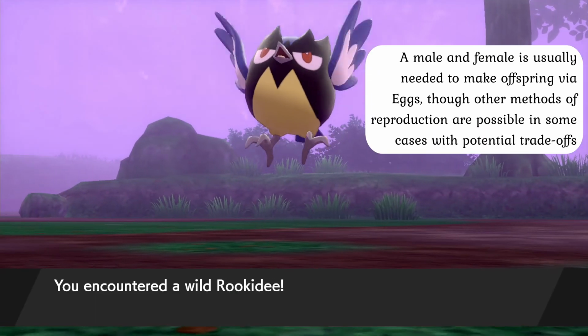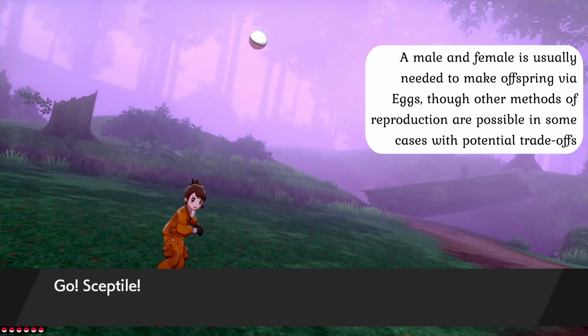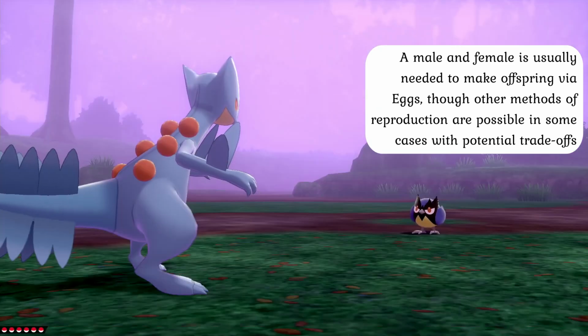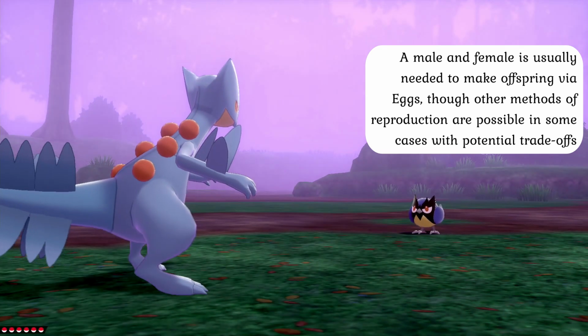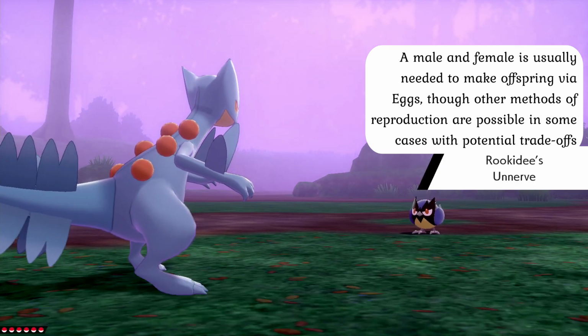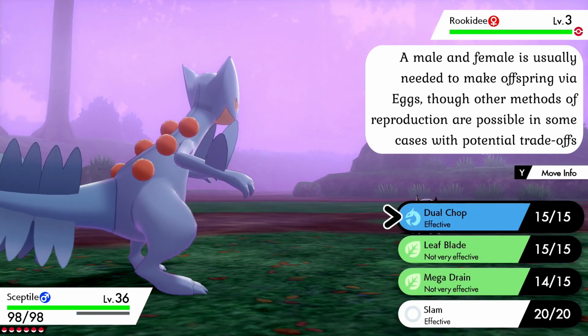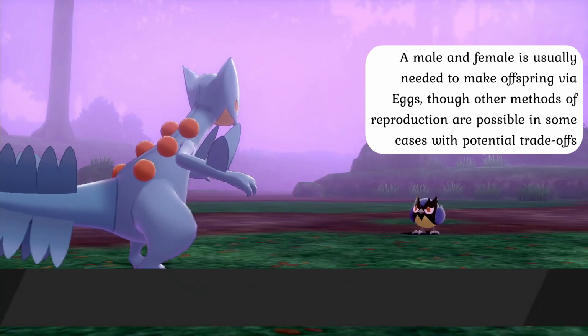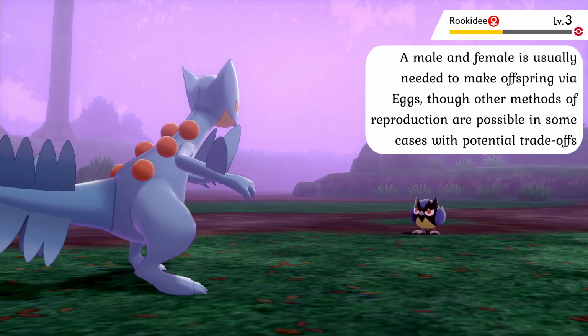Most species of Pokemon are able to reproduce sexually with a male and female specimen, typically being required to produce offspring in the form of the lowest evolutionary state of the mother, but this is also where we need to make some distinctions regarding how reproduction happens in the world of Pokemon, as there is more than one way to make offspring in the wild.